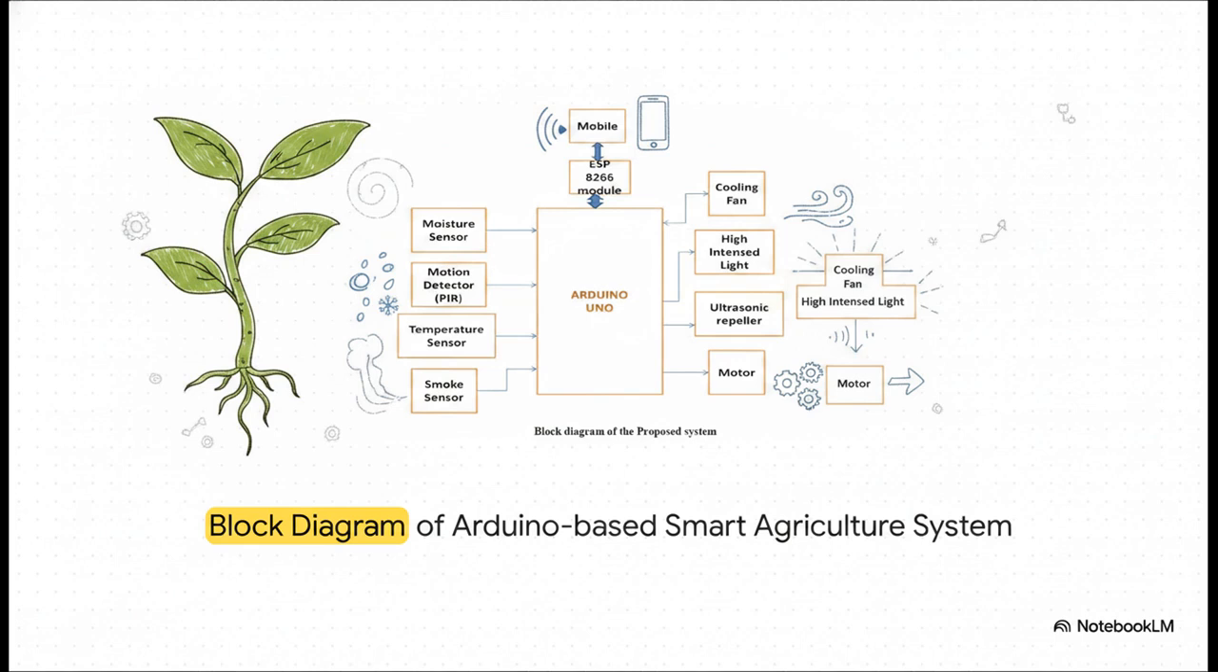If you look at this block diagram from their research, you can see the architecture of their smart agriculture system. Right at the center, acting as the main brain, is an Arduino Uno working alongside that very same ESP8266 Wi-Fi module we just talked about. But instead of just blinking an LED, this central hub is processing complex data from a whole array of environmental sensors. We're talking moisture, motion, temperature, smoke, and it's sending it all straight to a mobile device.